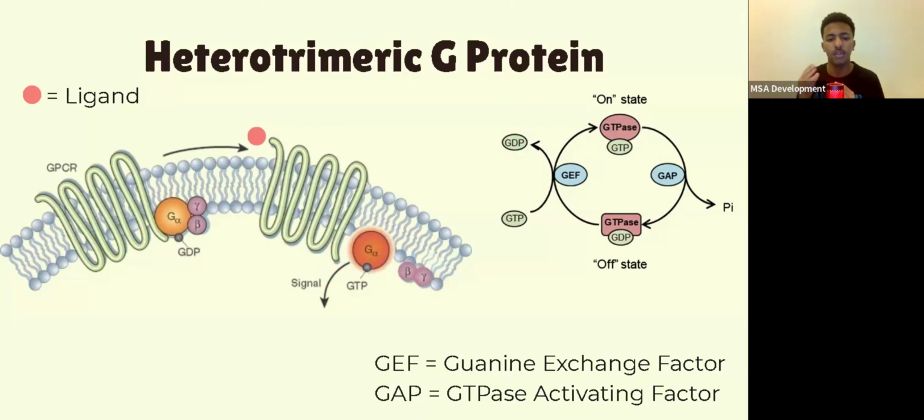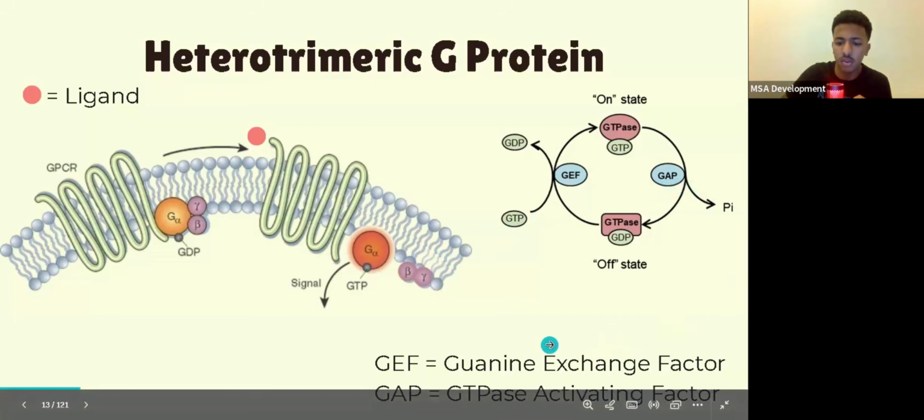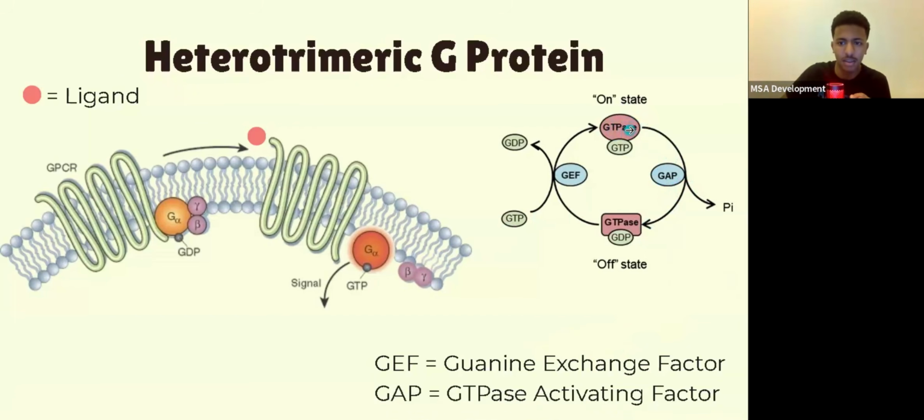And the same way we activated the complex, we need to have a way to deactivate or to stop it. And this is where GAP comes in. GAP stands for GTPase activating protein, and it's going to activate the GTPase. It's going to tell it to break down the GTP and chill a bit. So the GTP is going to change into GDP and the phosphate, and the complex is going to be in the off state or the inactive state.